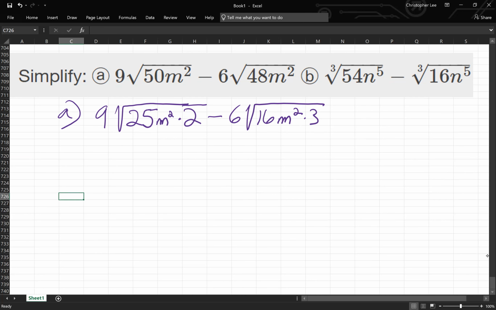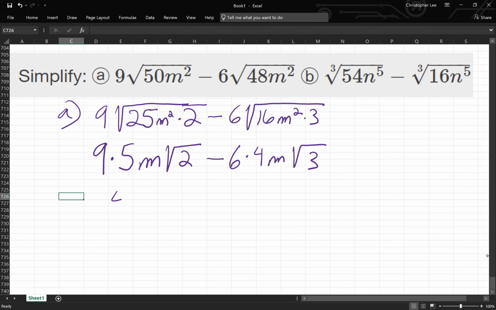Simplify this down. So square root of 25 is 5. Square root of m squared is just m, right? And then that leaves square root of 2, minus 6 times square root of 16, which is 4. Square root of m squared is just m. And then I have square root of 3.